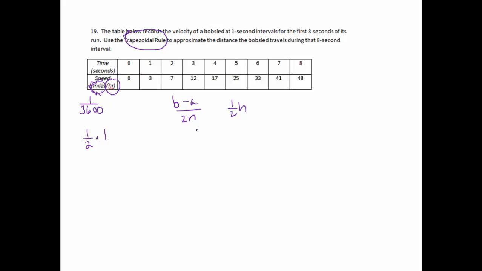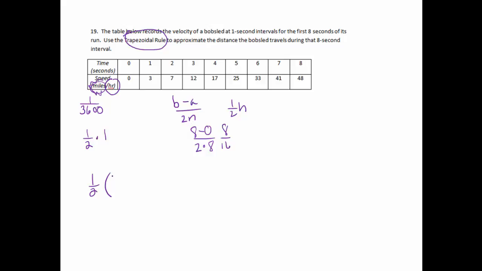If you did b minus a, it would be 8 minus 0 over 2 times the number of intervals, which on this one is 8. So then we're going to have 8 over 16, which would also reduce to 1/2. So the biggest thing is it's 1/2 on the outside. All right. Now we're going to use each one of these intervals. The inside ones are going to get multiplied by 2.